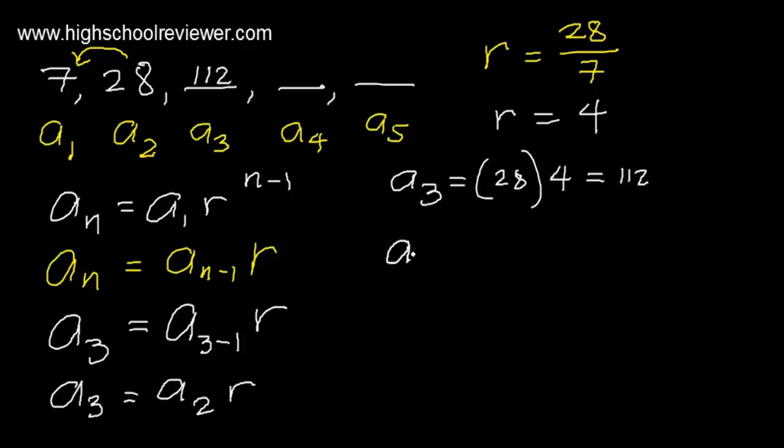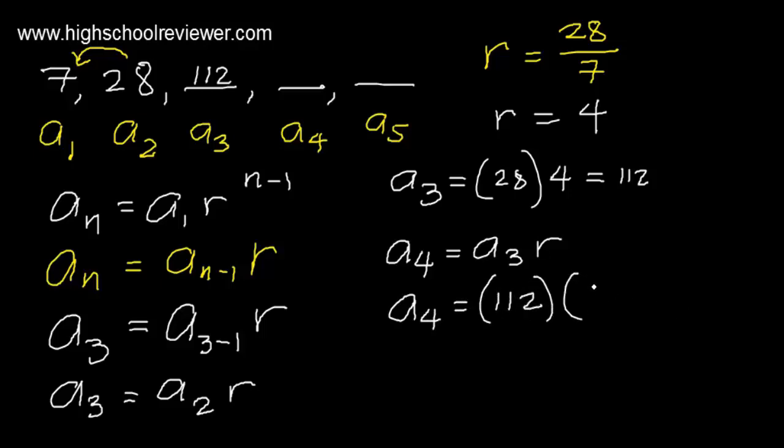And let us find a sub 4. So the formula for a sub 4 will now be a sub 3 multiplied by r. So our a sub 4 now will be our a sub 3, 112, multiplied by r, which is positive 4. So our a sub 4 now will be 112 multiplied by 4. We will have positive 448. So our a sub 4 is 448.